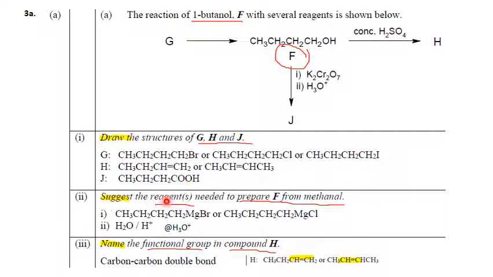Question 2: suggest the reagent needed to prepare F from methanal. So methanal, and F is an alcohol. Methanal means that I need a Grignard reagent. If I need a Grignard reagent, there are 2 steps. Step 1 is the Grignard reagent, step 2, you need to hydrolyze it. So this is the answer. I can use Grignard reagent MgBr or Grignard reagent MgCl. Next, rename the functional group in compound H. Compound H is an alkene, so C double bond C. So the functional group is the carbon-carbon double bond.